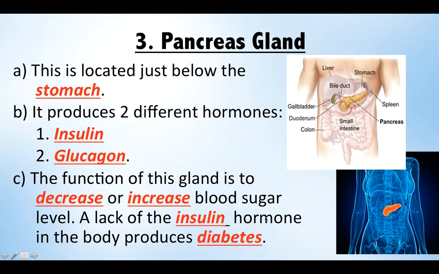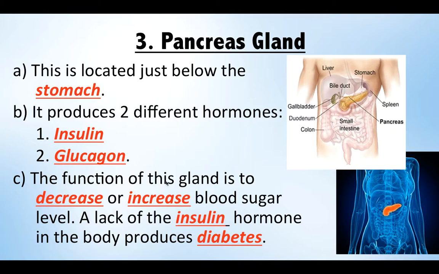The third gland we're going to talk about is the pancreas. So the pancreas is located, so you can see here's the liver. The stomach is kind of behind there. We have the spleen, we have our small intestines, and then we have our large intestine. But it is located just below the stomach, and it produces two specific hormones. It produces insulin and glucagon. So these two hormones help increase or decrease blood sugar in a person's body.